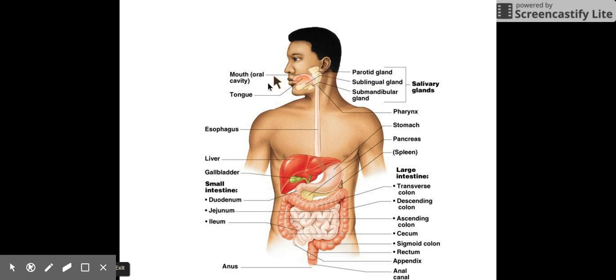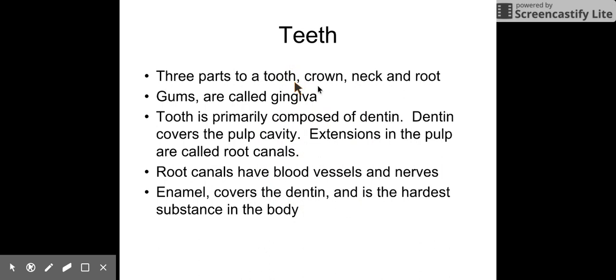So this is just that picture I like showing you to show you where we are in the body. We've talked about the oral cavity a little bit. We're going to talk a little bit more about that right now. Three parts of the teeth: you have the crown, the neck, and the root.